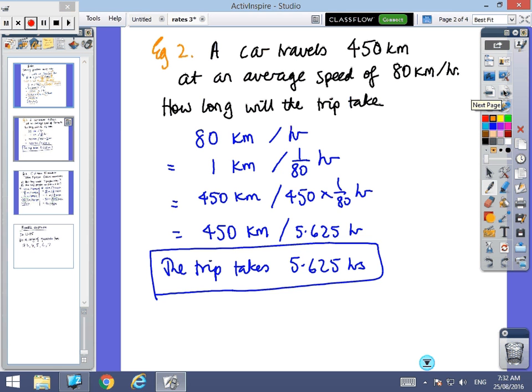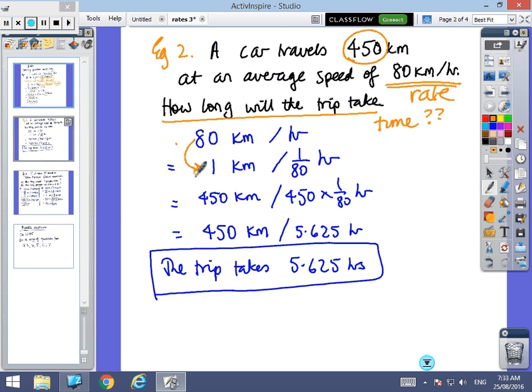Okay, next example. A car travels 450 kilometers at an average speed of 80 kilometers per hour, so that's the rate there. How long will the trip take? So we're looking to find the time. We've got 80 kilometers per hour, and we need to find how long 450 kilometers will take. So what we do is we convert 80 to 1. So divide by 80. If we divide 80 by 80, we get 1, and we divide 1 by 80, and we get 1/80th of an hour.